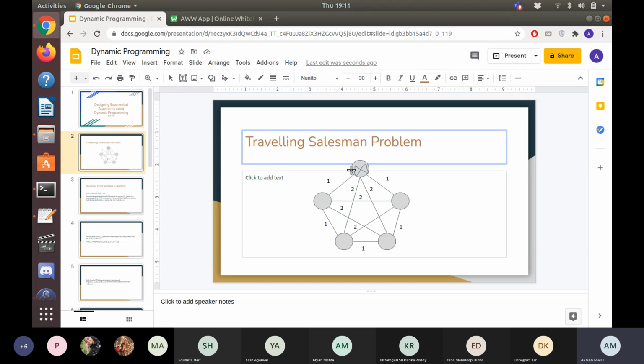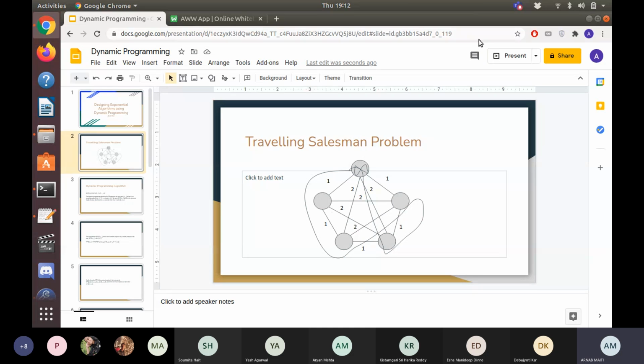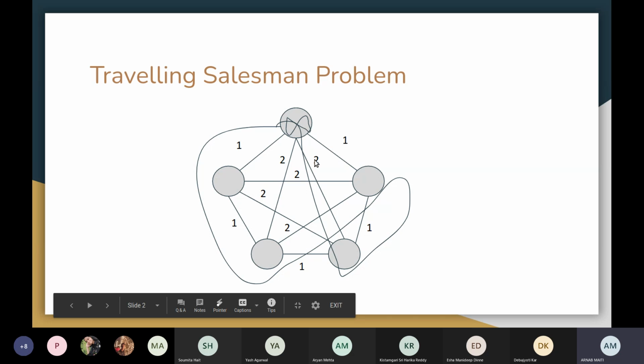One possible route can be: you start here, you go here, then you go here, then you come to this city and then return back here. So this is one possible way. Can someone tell what is the length of this tour? Basically, the length of the distance covered. I'll make the image clear. Wait. Yeah, can someone tell me what is the length of this path which is being covered here?